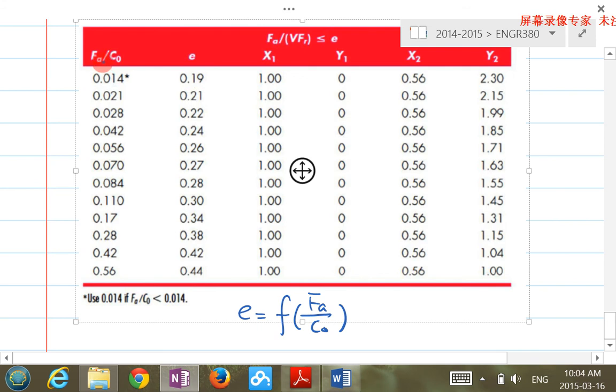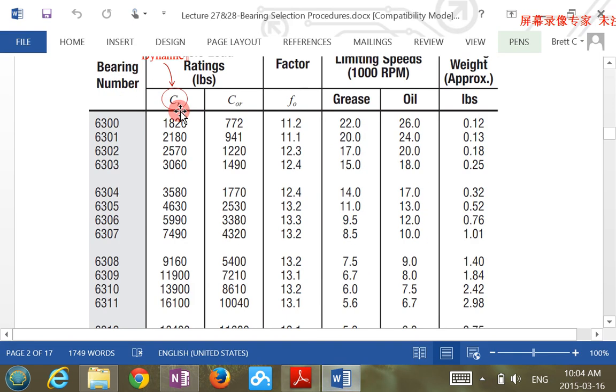Fa is the axial load. C0 is called the static load. It's in the catalog. Remember, in the catalog there's a C10 column and another column, and this is the C0, the static basic loading. Static basically means when the bearing is rotating at a very low speed or just static, and this is the C0 value.